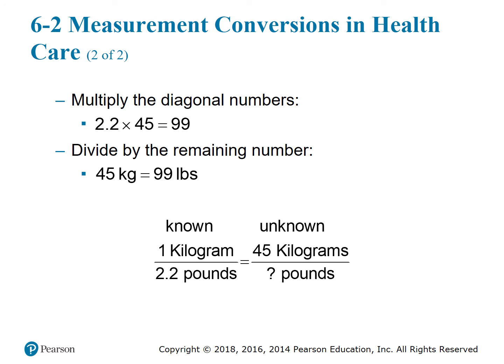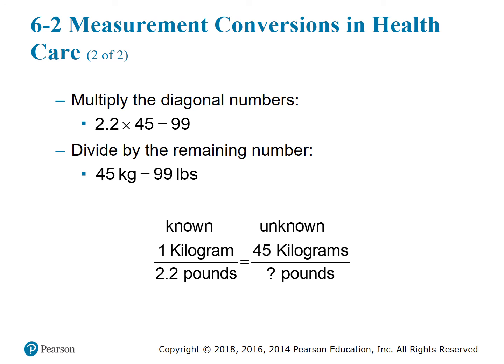Okay, so remember the first step is that we need to cross multiply the two numbers that we know, and that's our 2.2 and 45. So when we multiply that together, we get 99, and then we would divide by the number that is left to find our unknown. And the number that is left is 1. And so when we divide 1 into 99, we get 99. And so our answer would be 99 pounds.